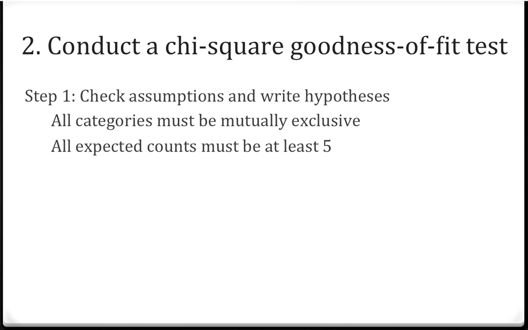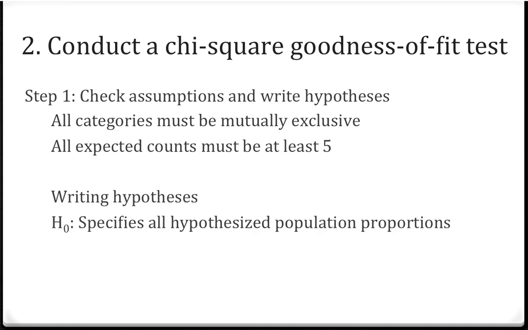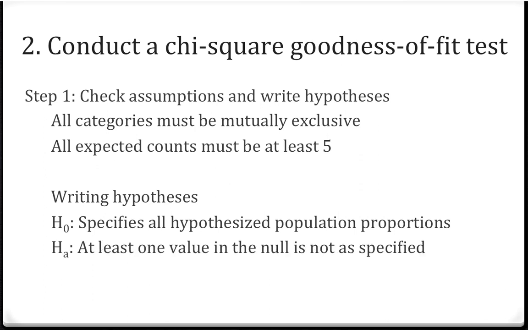Once we know that these assumptions are met, we can write our hypotheses. The null hypothesis specifies all hypothesized population proportions. The alternative hypothesis is that at least one value in the null is not as specified.